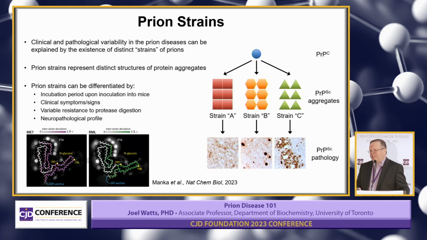They have different properties in animal models, and you can differentiate these based on the symptoms they cause, how long it takes them to cause disease, biochemical differences after treating with enzymes like proteinase K, and different neuropathologies. These are related to different shapes of PrPSc, and this has now been proven using a really cool technique called cryo-electron microscopy.